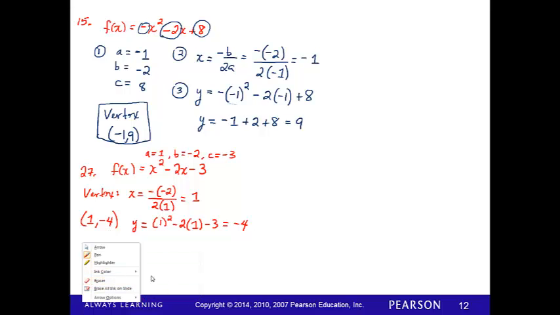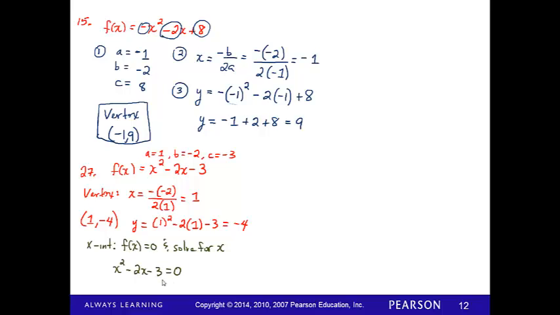Next, let us find the x-intercepts. So the x-intercept can be found by setting f(x) equal to 0 and solving for x. So you end up with x² - 2x - 3 = 0, and then you have to solve this. Your choices would be the quadratic formula or factoring. If you chose to factor, this will factor into (x - 3)(x + 1) = 0.